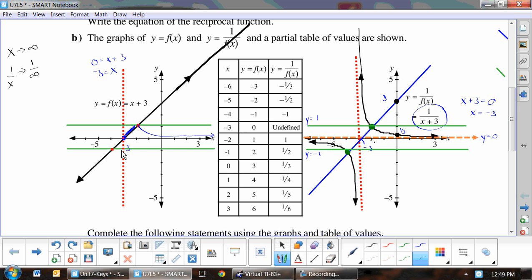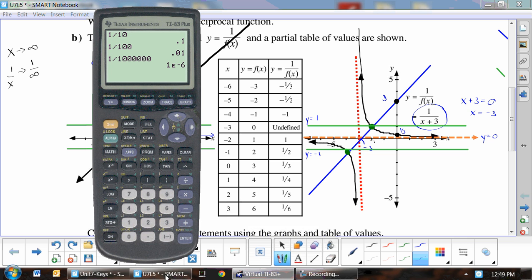So in our reciprocal, as x gets closer and closer to 0, what's going to happen with our reciprocal? In the original, if x is getting smaller. Exactly. So I can show that on the calculator too. If x is something really big, like that, when I take the reciprocal, our answer is going to be very small.